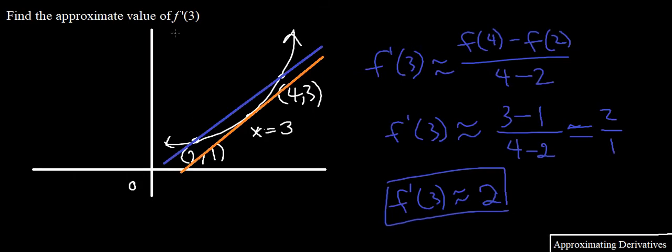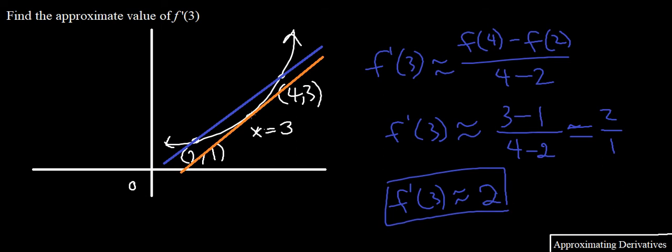Find the approximate value of f prime of 3. Well, f prime of 3 is the slope of the tangent line at x equals 3, but the problem is we don't know what f of x is, so it's really hard to find the slope of this tangent line when we're only given 1 point on the line. And in fact, we're actually given 0 points because we don't even know the y output at x equals 3.